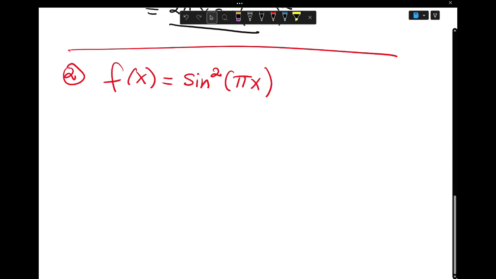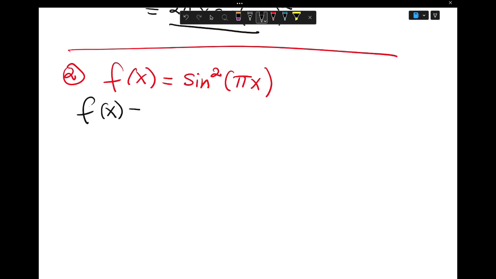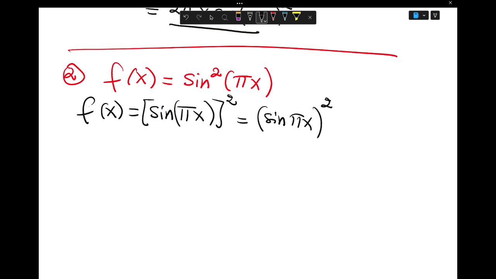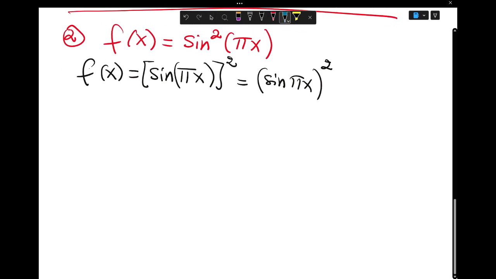But before we go further, we have to understand that this is the same as saying f of x equals sine of pi x, everything to the power of 2. We can also say sine pi x everything to the power of 2. So let's use the chain rule again. I'm going to write it down, chain rule.